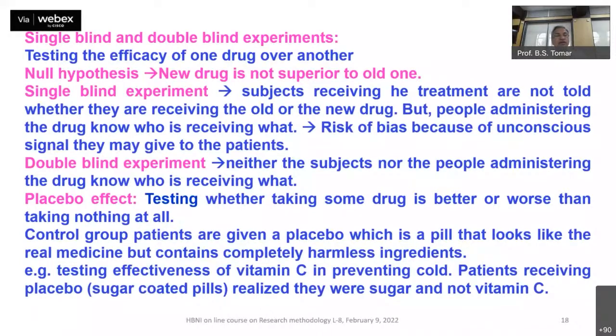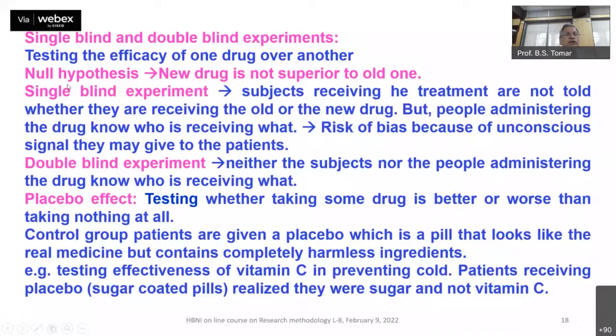Then in particular, in medical research, a lot of this kind of bias may come in. And so there are terms called single blind and double blind experiments. To take care of biases, different measures are being taken by the medical fraternity. Like, you want to test the efficacy of one drug over the other. Many times a new drug comes into the market and they claim that this drug is better than that drug. Now, how do you confirm that it is better than that drug?